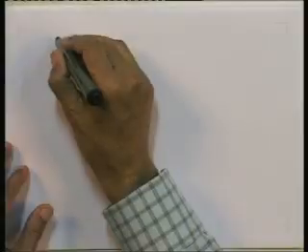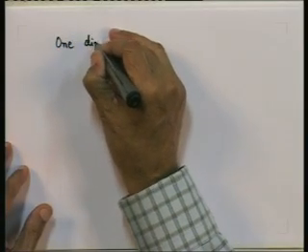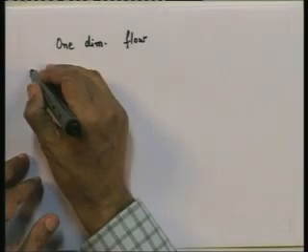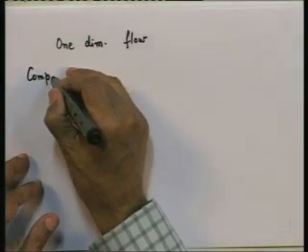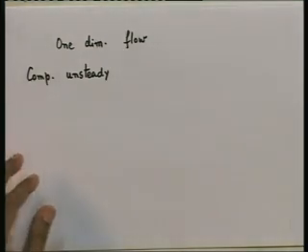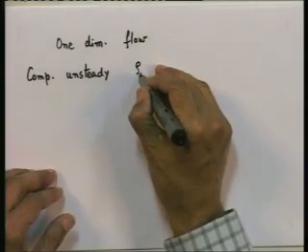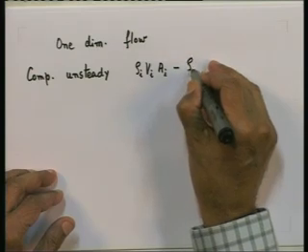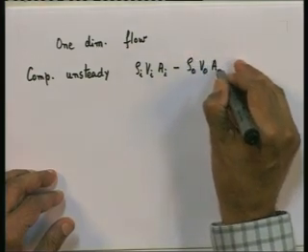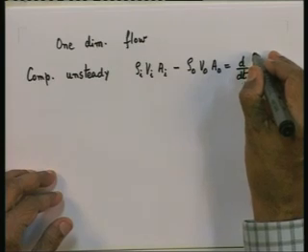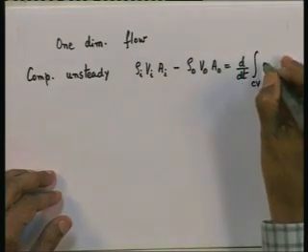If I make the one dimensional idealization, what will I get? If it is a one dimensional flow, compressible but unsteady, the equation which I am going to get would be, let me put it down and then explain what I am putting down: rho I V I A I minus rho O V O A O is equal to d/dt of the integral over the control volume rho dV.